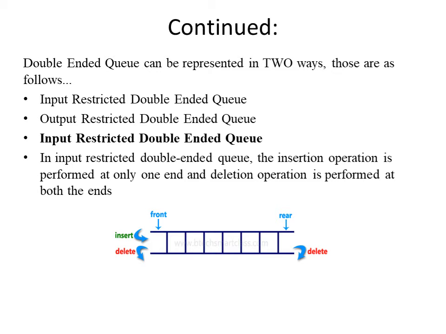A double-ended queue can be represented in two ways, as follows: input restricted double-ended queue and output restricted double-ended queue. In an input restricted double-ended queue, the insertion operation is performed at only one end and the deletion operation is performed at both ends. That means insertion is done in front and deletion is done in front, and in the rear end only deletion is done.